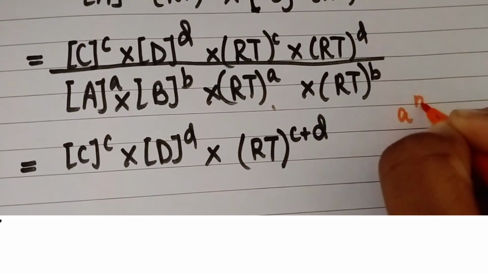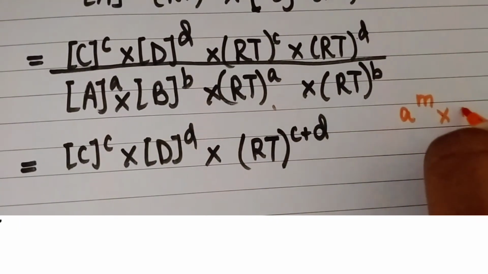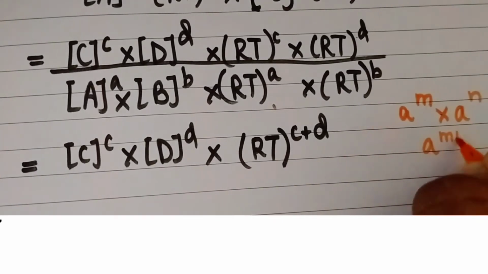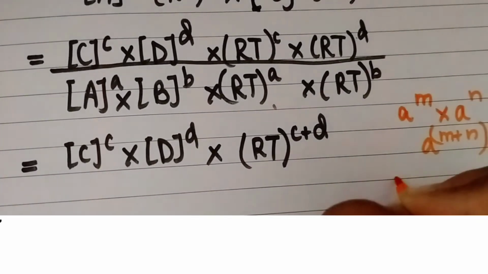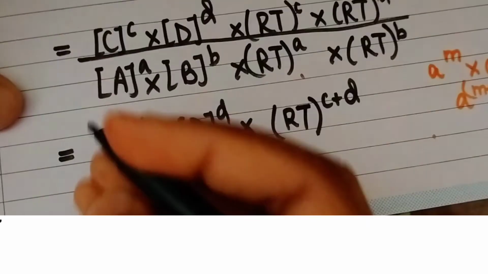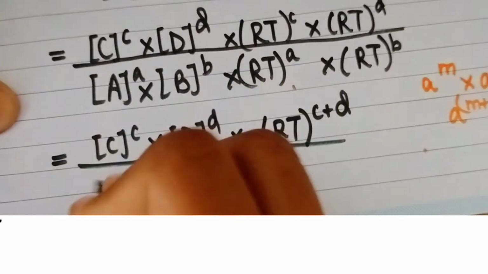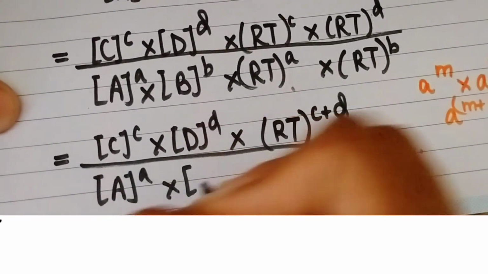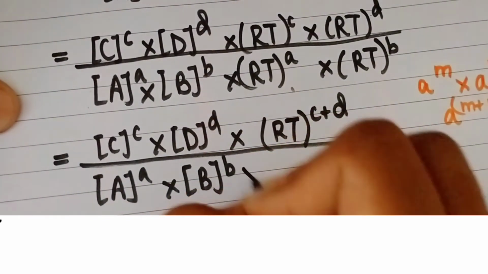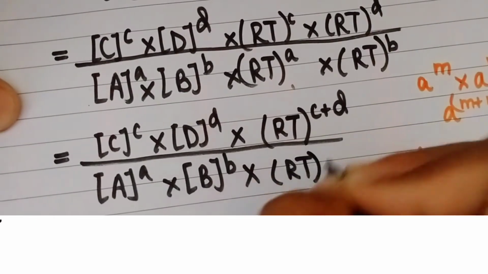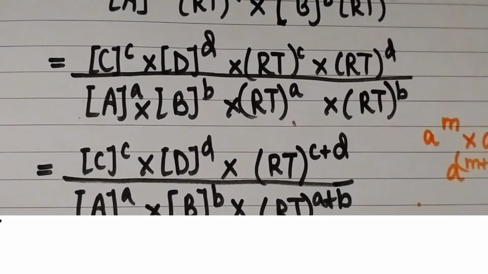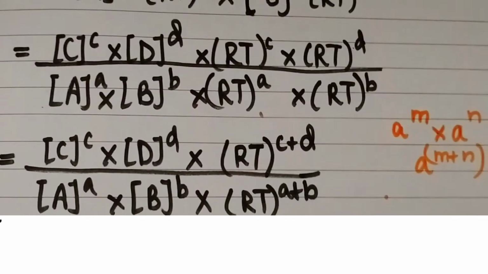A raised to M into A raised to N gives A raised to M plus N. Okay, we are using this formula here, and similarly we will have to do the same thing downwards, in the denominator. We are going to bring them the same, we already brought them, and now we're going to write RT raised to C plus D, raised to A plus B. Okay, so I hope you all understood this much portion.